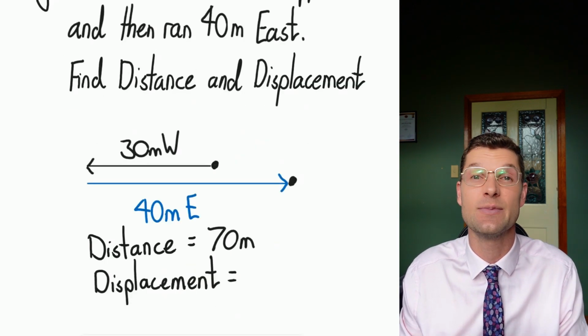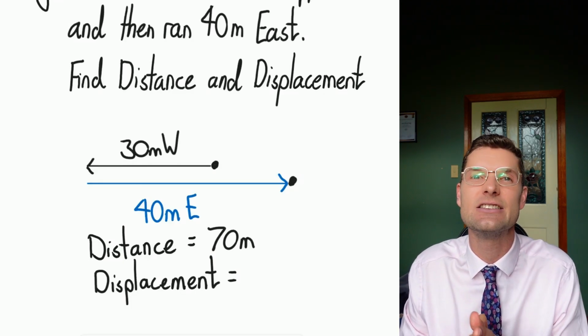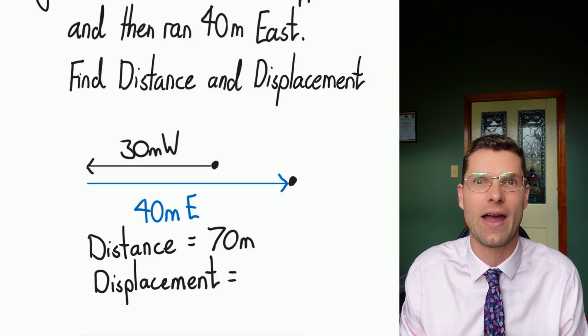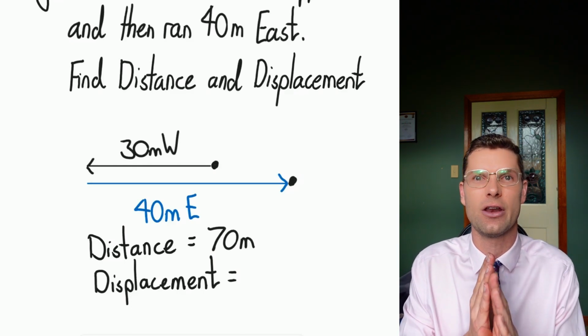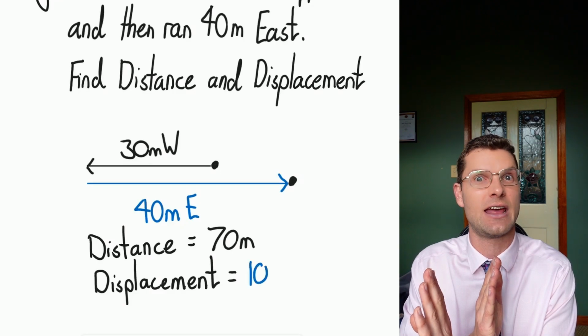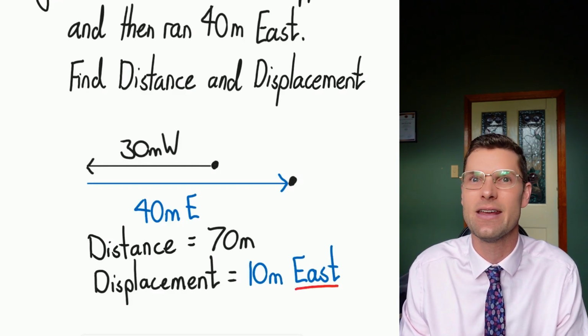But the displacement, the change in my position from where I started to where I ended, doesn't care about all that distance in the middle. It just cares that, hey, I went 30 back to start, and then I went an extra 10 meters. So my displacement for this one is just 10 meters east.